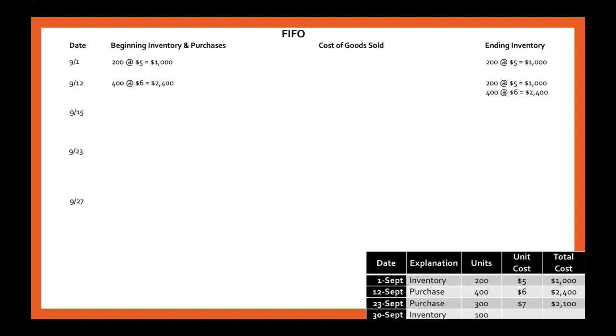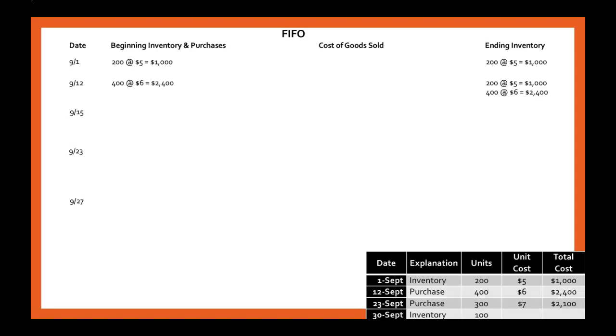Because here on the 15th, we're about to make a sale. And so we will need to know which units came in first, because those are the units that we're going to want to sell first. So on the 15th, we were told assume a sale of 440 units occurred.